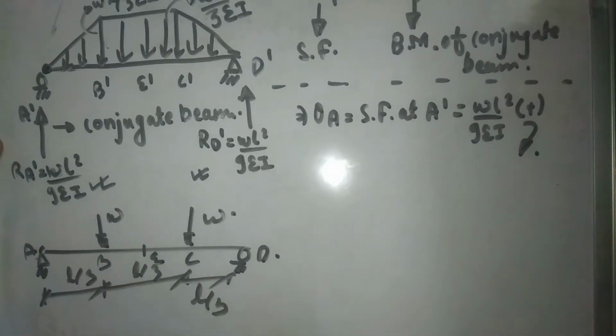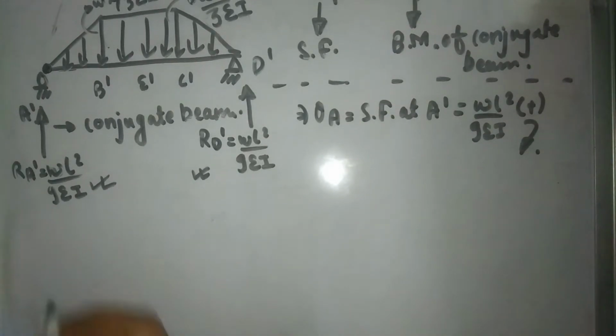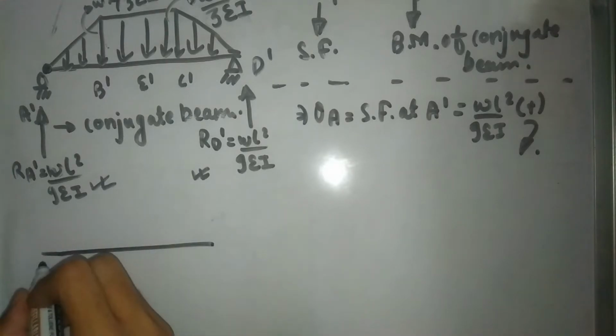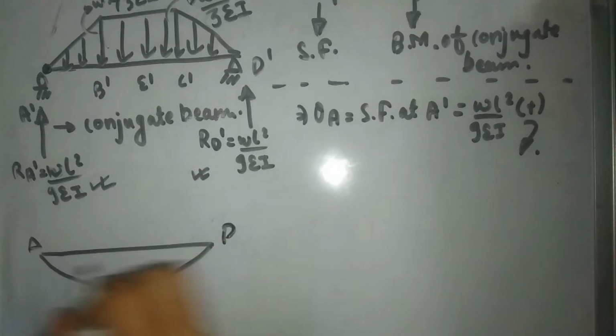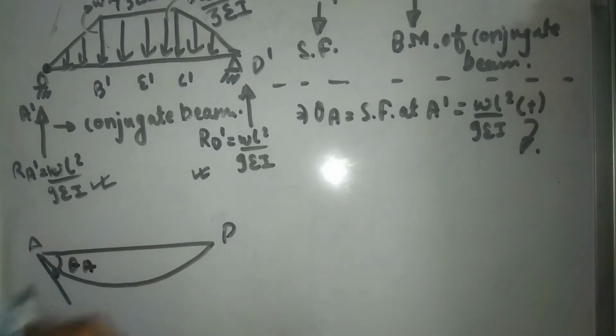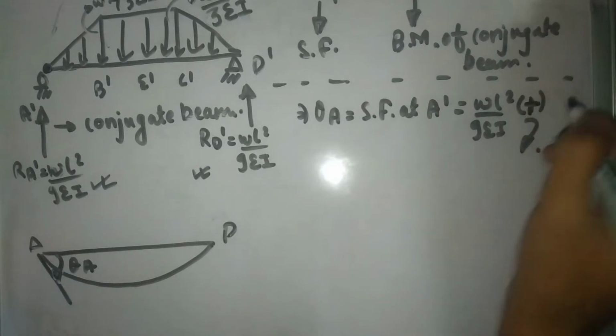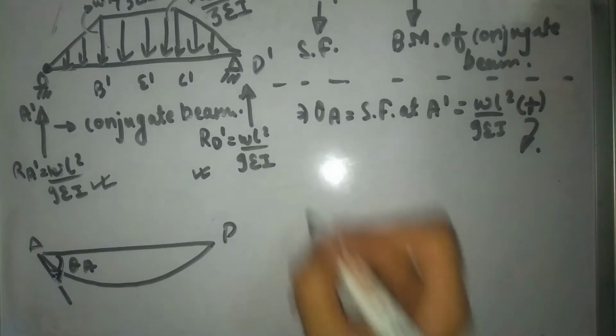So let me just rub this and draw it in this way. My deflection is going to be in this way. This is my point A, this is my point D, and this is going to be my theta A. Right now we're taking clockwise slope as positive, so this is going to be clockwise. Here positive means we're going to have the slope as clockwise.